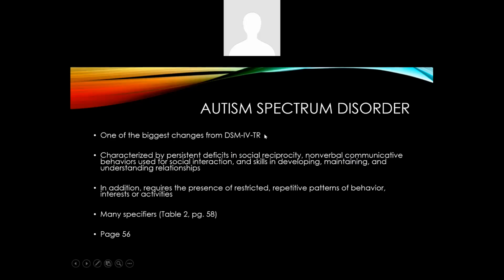Autism spectrum disorder in general is characterized by persistent deficits in social reciprocity. Nonverbal communication behaviors are used for social interaction, and the skills in developing, maintaining, and understanding relationships are often challenged. There's often a presence of restricted or repetitive patterns of behavior, interests, or activities. And as we said, there are many, many, many specifiers. So page 58 is where you're going to start to look at those different specifiers.